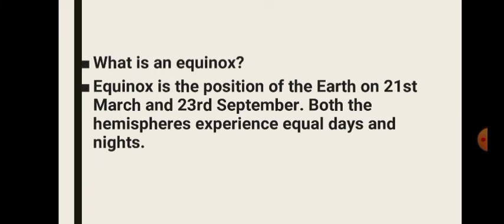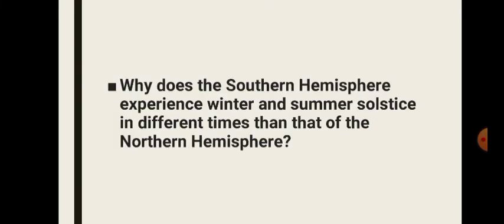What is an equinox? Equinox is the position of the earth on 21st March and 23rd September. Both the hemispheres experience equal days and nights. During equinox, both the hemispheres experience equal days and nights.